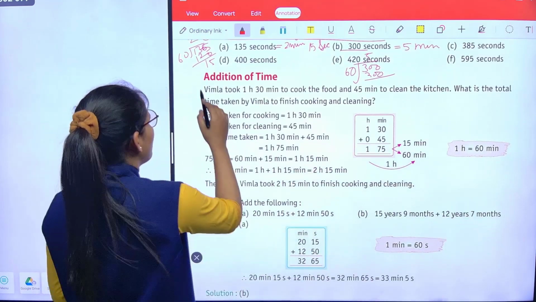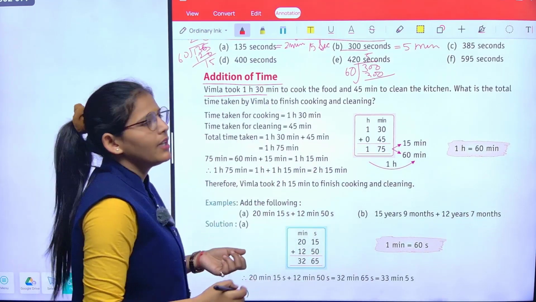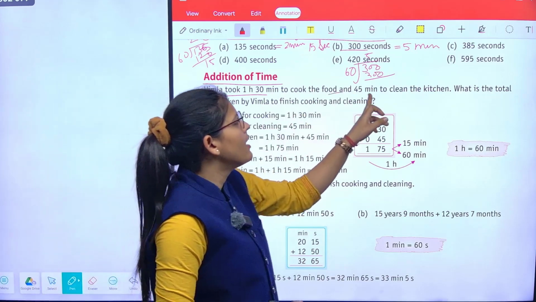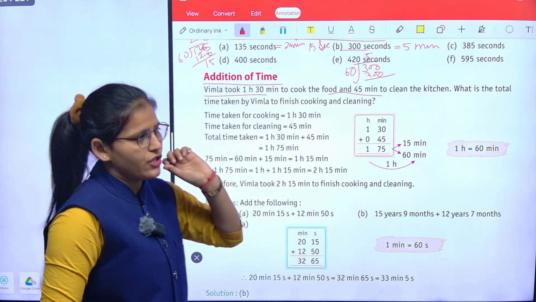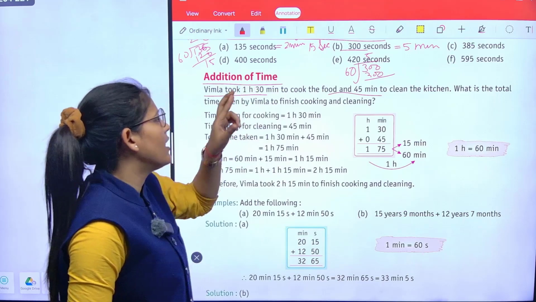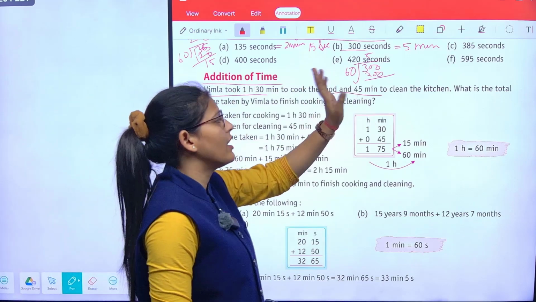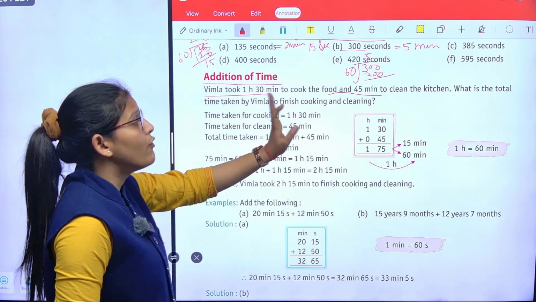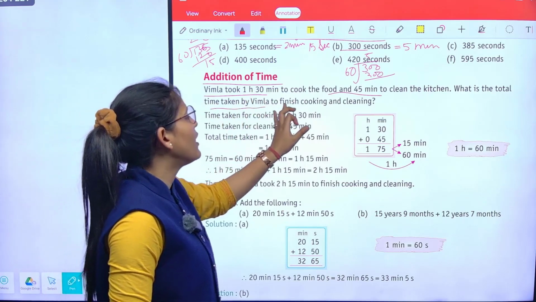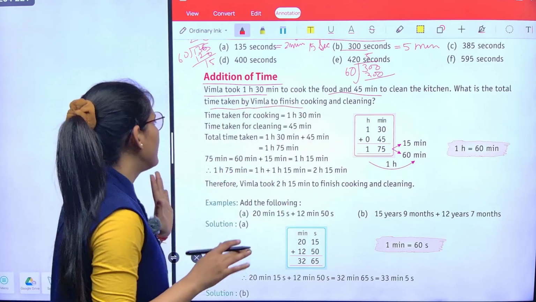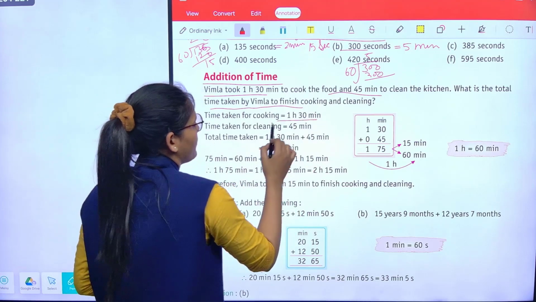Now class, addition of time. Vimla took 1 hour 30 minutes to cook the food and 45 minutes to clean the kitchen. अब उसने खाना बनाया 1 hour 30 minutes में और उसने किचन साफ किया 45 minutes. Now what is the total time taken by Vimla to finish cooking and cleaning? Now class, time taken for cooking, cleaning.